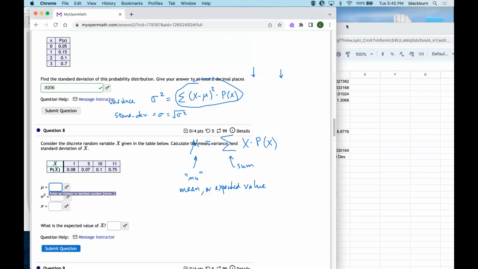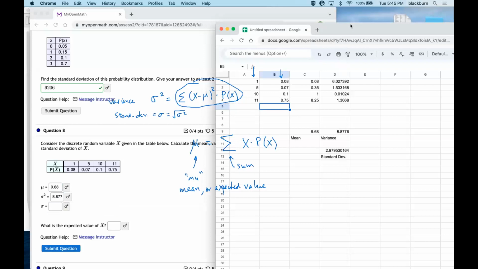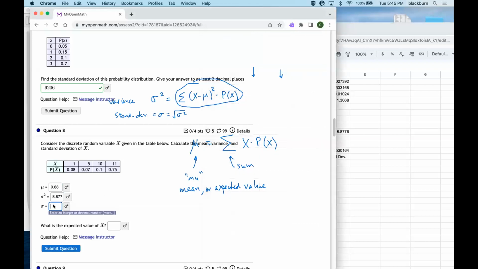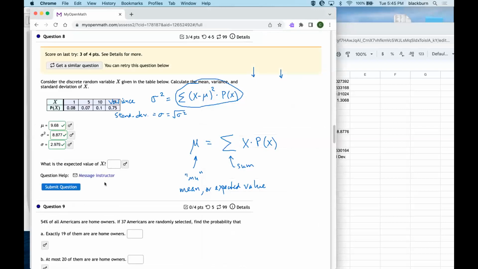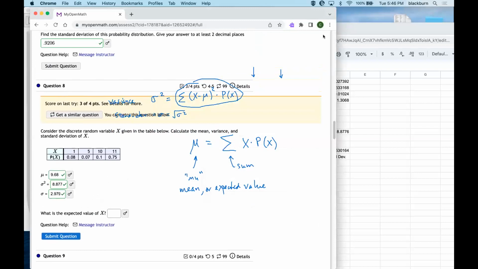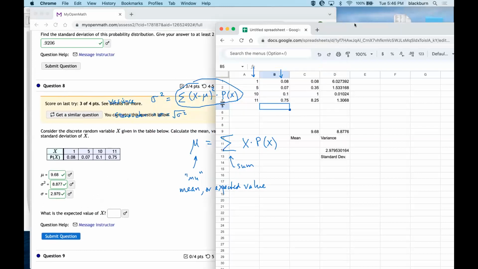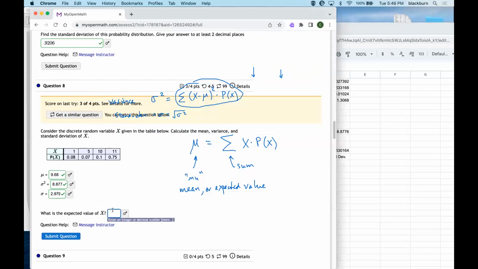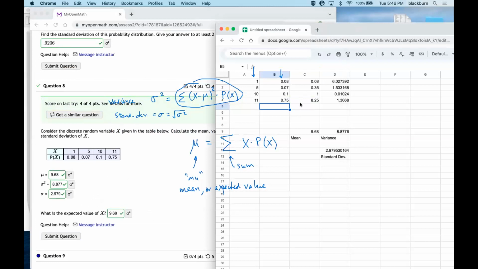So what was it? 9.68, and then the next one was 8.8776. And then the next one was 2.9795. Hopefully we get them all right, and we did. Expected value and mean are the same, so expected value is 9.68 again. So using technology, that's the theme of this whole lesson.